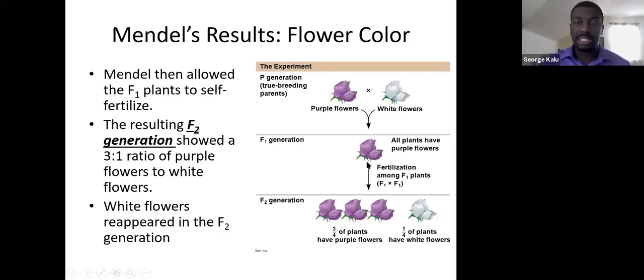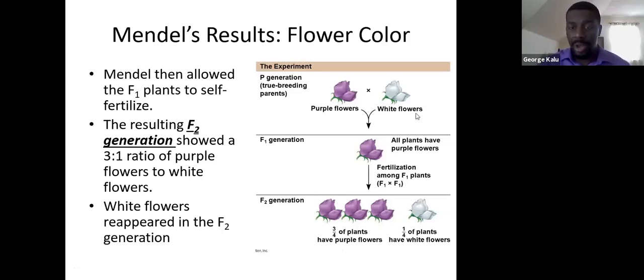Now, once Mendel found his F1 generation, the next thing that he would do is allow the F1 plants to self-fertilize, allow them to fertilize with themselves. And so when he allowed each individual F1 plant to self-fertilize, we would then see in the F2 generation 3 plants that would be purple, and then 1 plant that would be white. We'd see a 3-to-1 ratio of purple and white flowers. And so what we see here is that the white flowers began to reappear in the F2 generation.